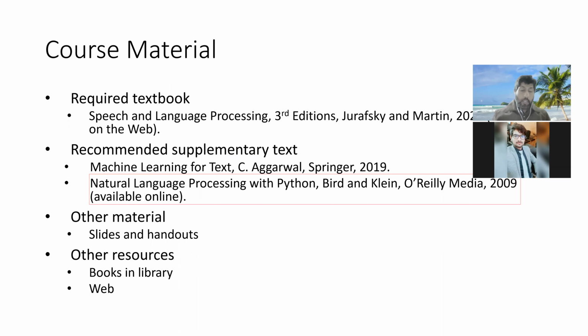Another book is Natural Language Processing with Python. This is a more hands-on book, as it provides some code snippets as well. I think this book is also available online, so it's not an issue. You can download it and read it. And of course, there is much other material available on the web, from technical material to coding help, from tutorials to videos. I think all of you are familiar with that, so you can rely upon those as and when required.